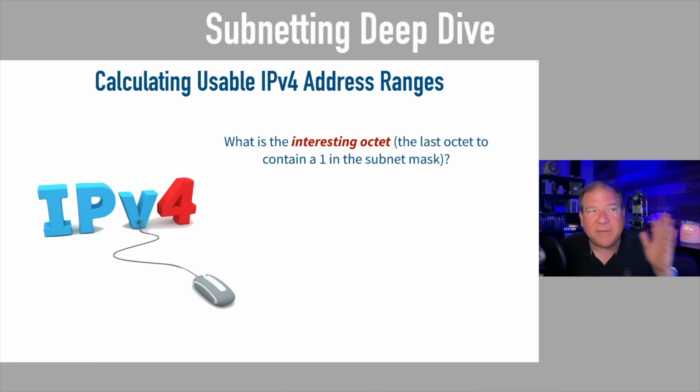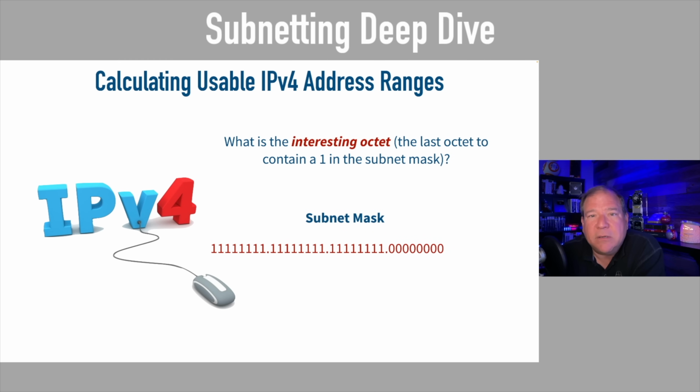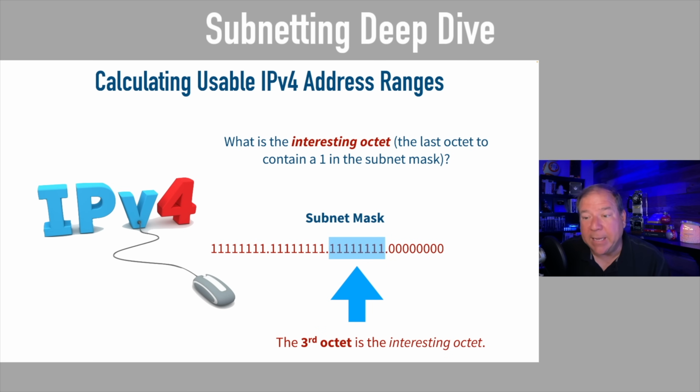Well, 255.255.255.0, what is the last octet to contain a 1? It's the third octet. In fact, it's got all 1s. It wouldn't have to have all 1s, but the very last 1 in the subnet mask is in the third octet. So we're going to say that our interesting octet is octet number 3, our third octet.